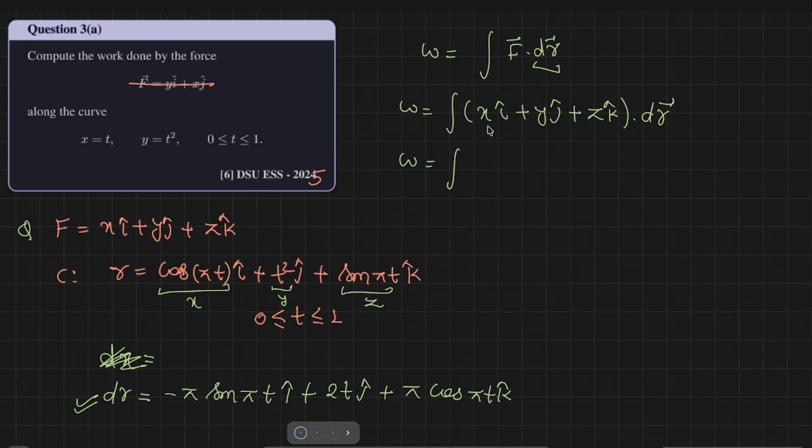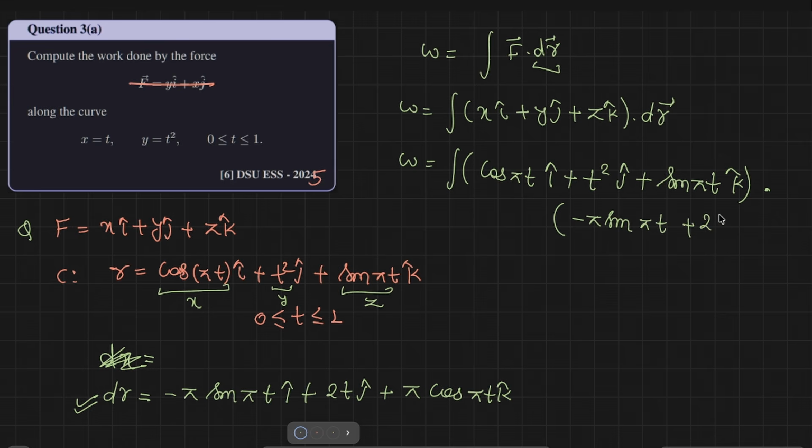W is equal to, because of that, it is x. Now this is your x, you have to write this as cos pi t i cap, plus y is t square j cap, and z is sin pi t k cap. Then you have to write this for F, and dr is the dot product with minus pi sin pi t i cap plus 2t j cap plus pi cos pi t k cap.